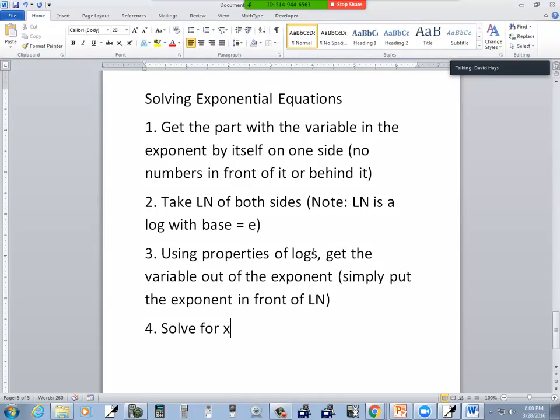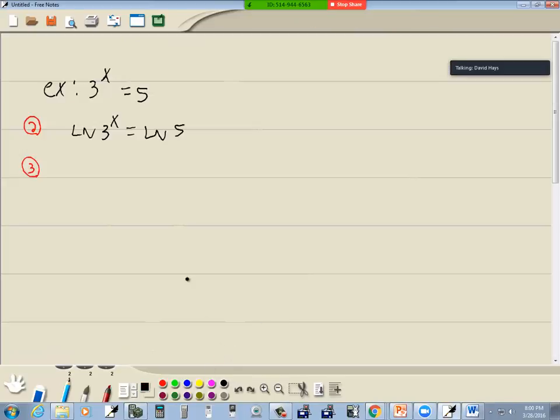Now step 3 says using properties of logs, get the variable out of the exponent. And I say simply put the exponent in front of the ln. So in this one, I'm going to take the exponent, the x, and put it out in front of the ln. So we've got x natural log of 3 is equal to natural log of 5. And that's one of the properties of logs. Properties of log says that if you have log of something to a power, you can take the power and put it out in front of the log.